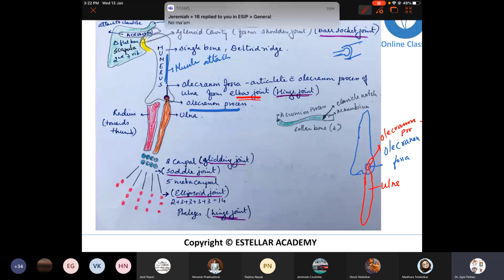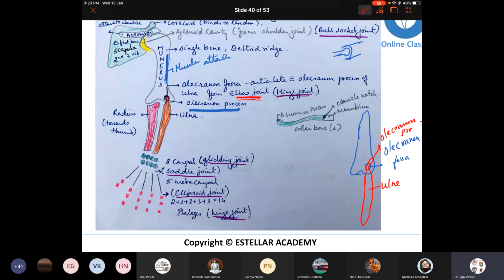Okay. So the radius will not form any kind of joint with the humerus in forming the elbow joint, which is a very important question. This joint is called a hinge joint. A hinge joint is like when you open a door from one side: you can bend your elbow joint only towards you. Can you bend your hand towards the other side? No. You can bend your hand only towards you. That is called a hinge joint.